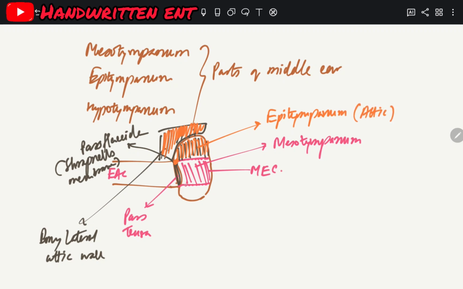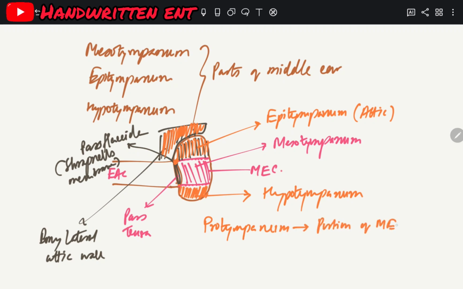And the portion of the middle ear that lies below the level of the pars tensa is known as hypotympanum. And there is a term known as protympanum. It is the portion of the middle ear around the eustachian tube opening. So it is known as protympanum.